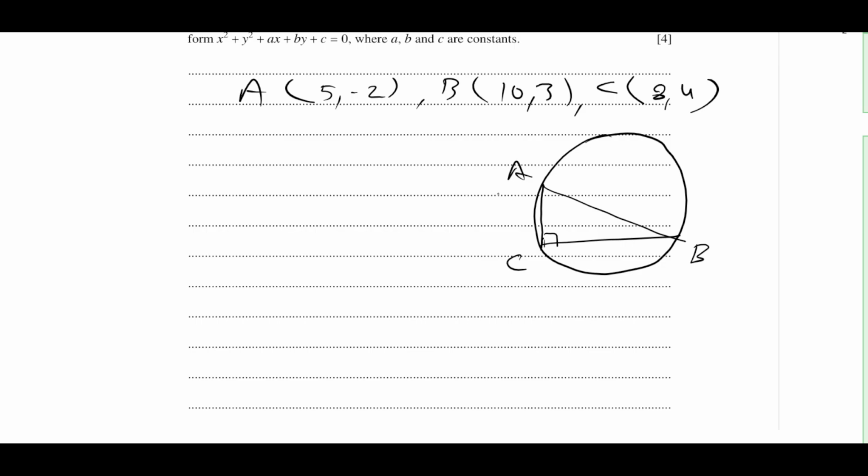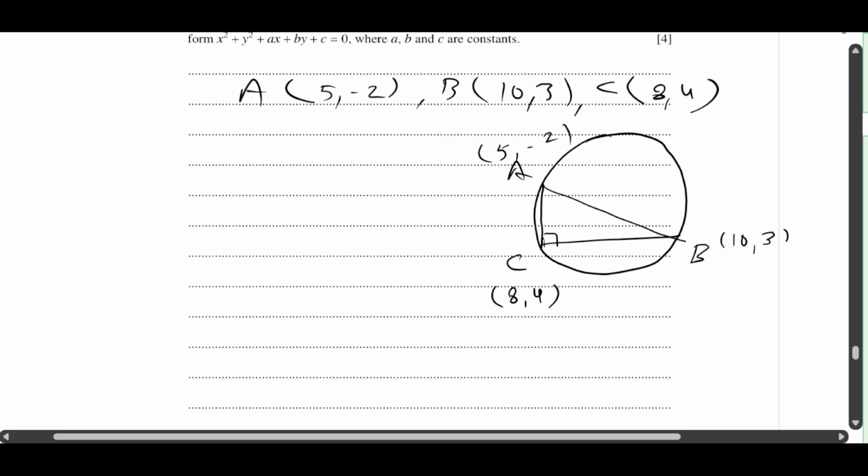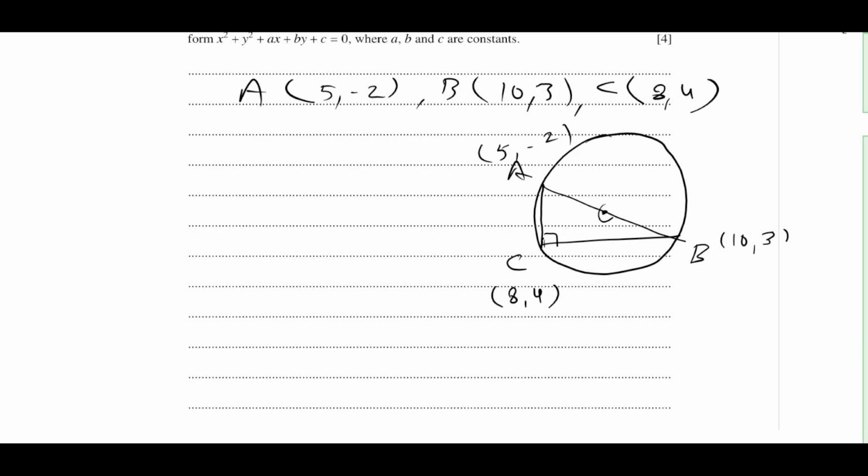Now A is 5 comma minus 2, B is 10, 3, and C is 8, 4. The 3 points A, B, C are given. As the angle here is 90 degrees and these 3 points are on the circle, that means AB is going to be the diameter, because a semicircle subtends 90 degrees. So AB is the diameter. Now I will find the midpoint of AB and I will get the center.